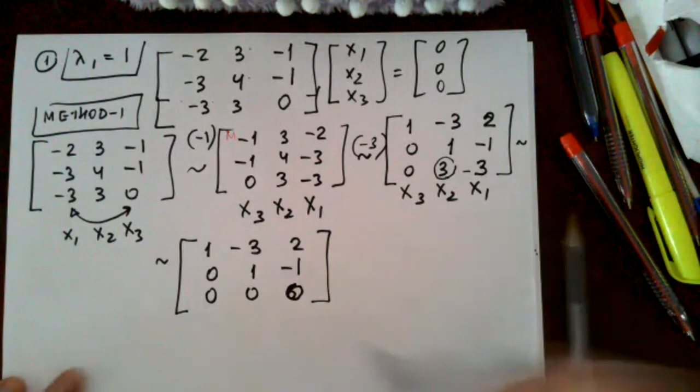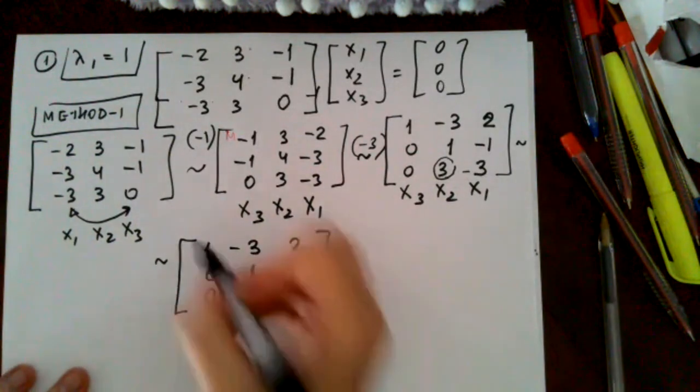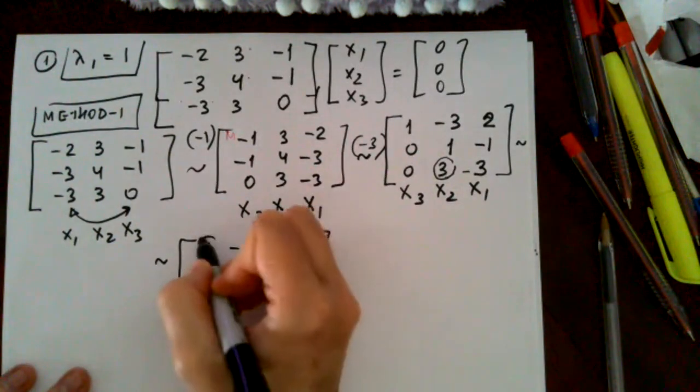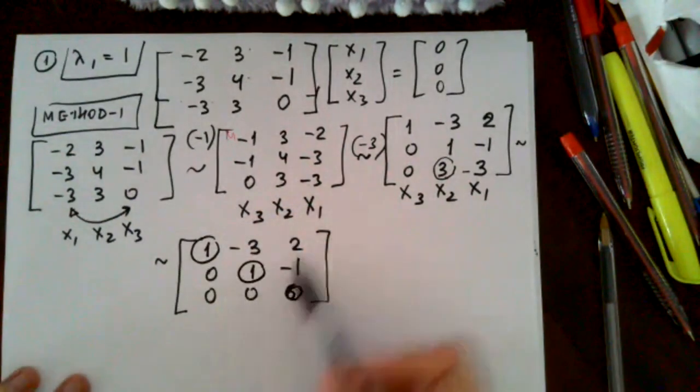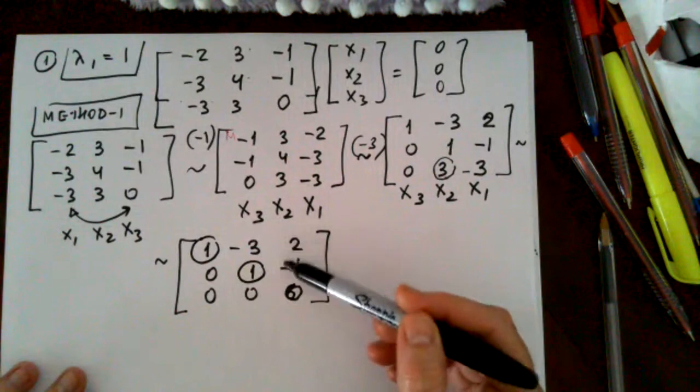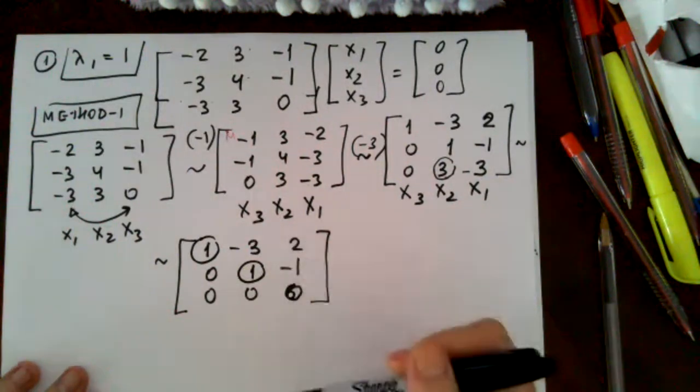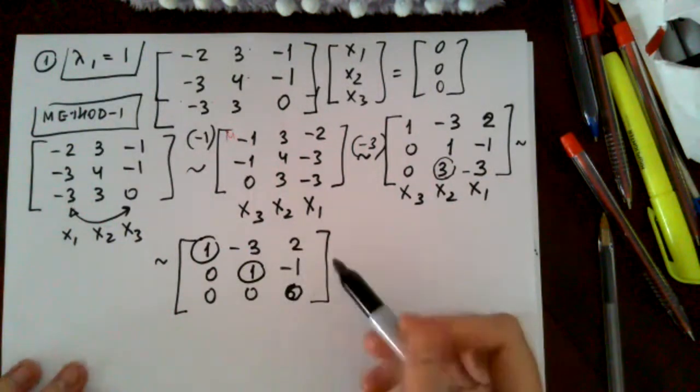Okay, and what was our technique? What was our proceeding step? You need to find these leading elements for each row, and then you switch to the columns. And the column which doesn't have any leading elements should be called a free variable.